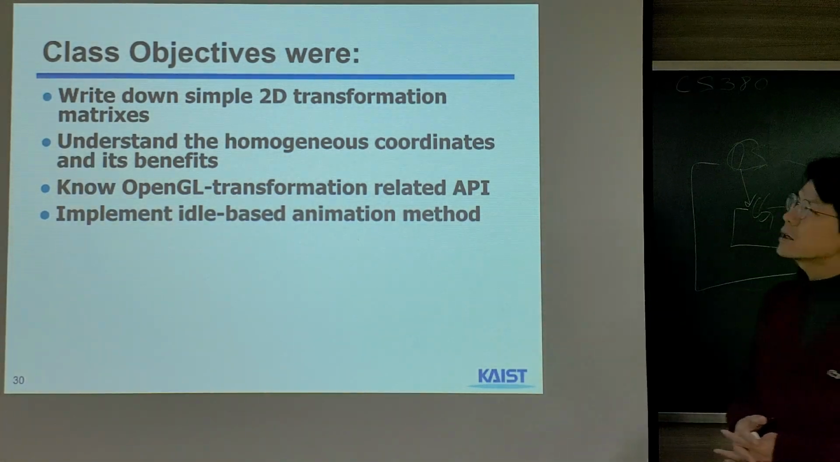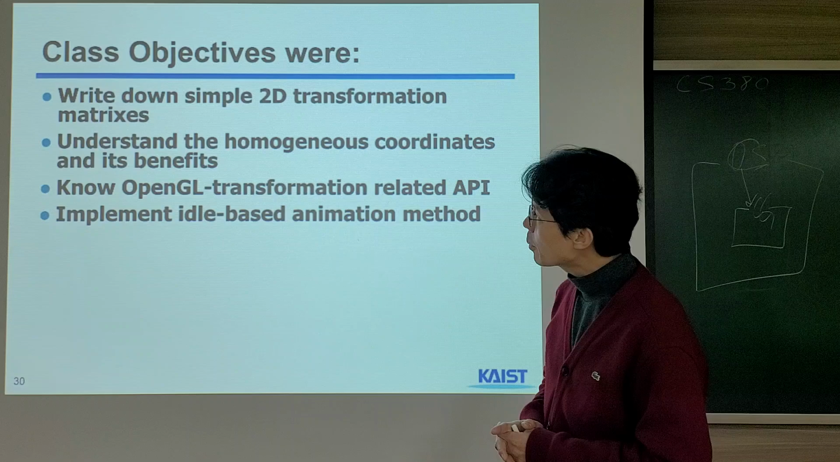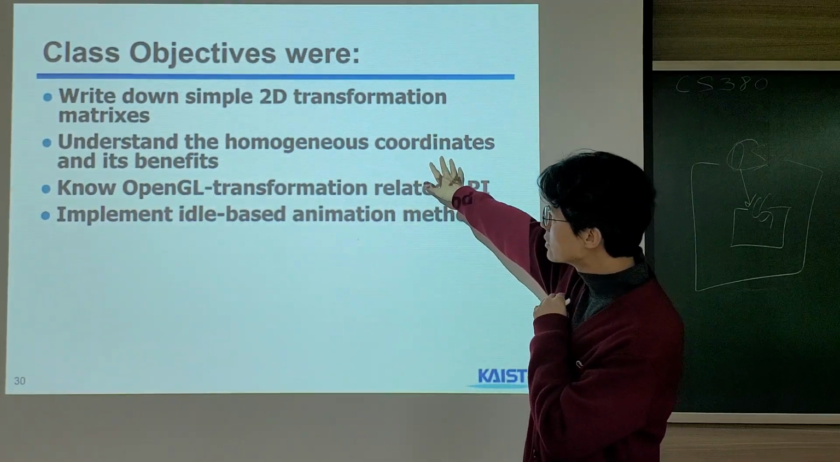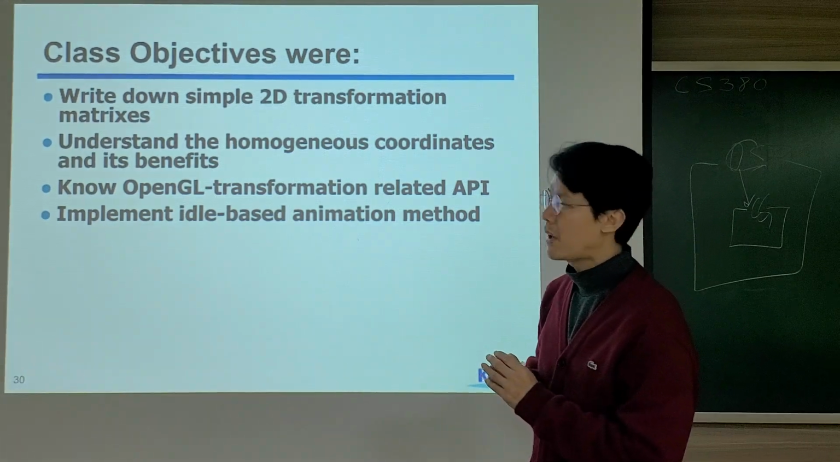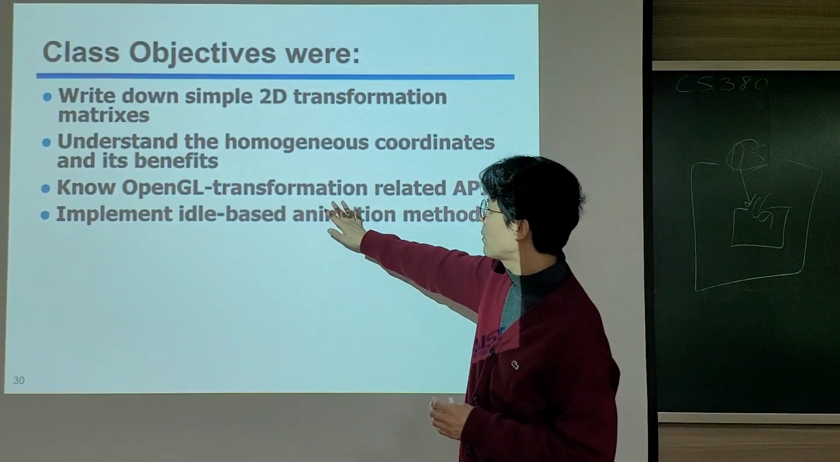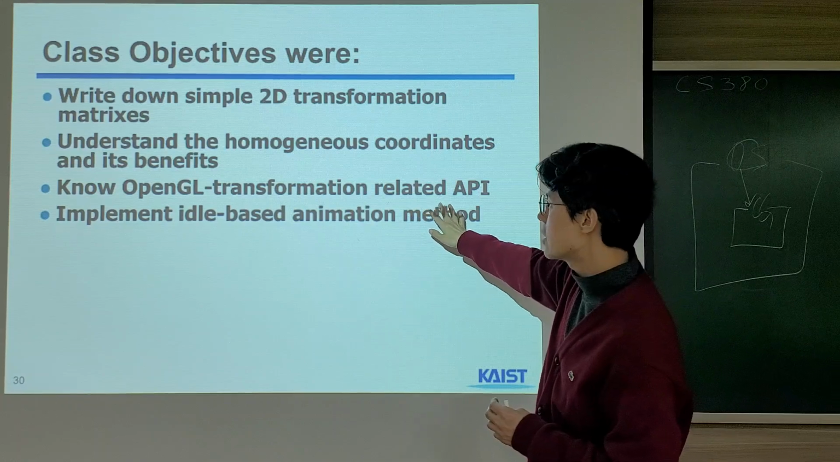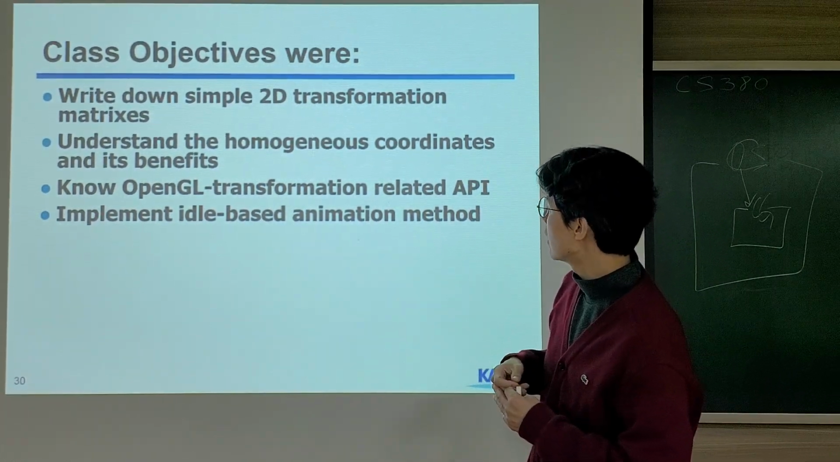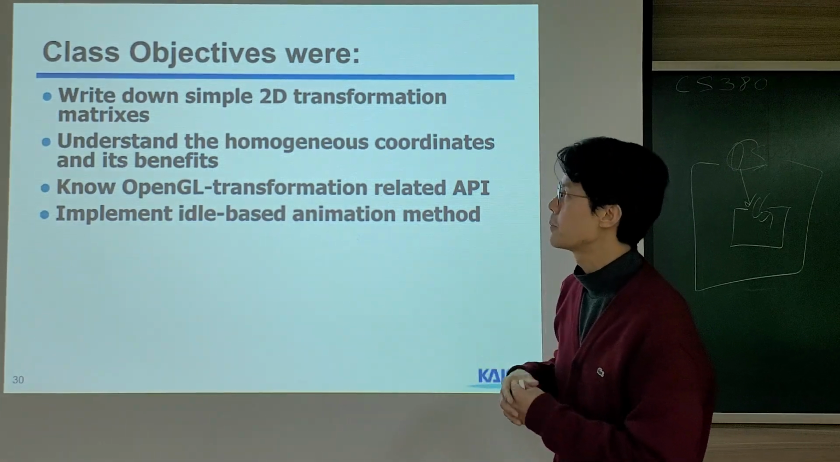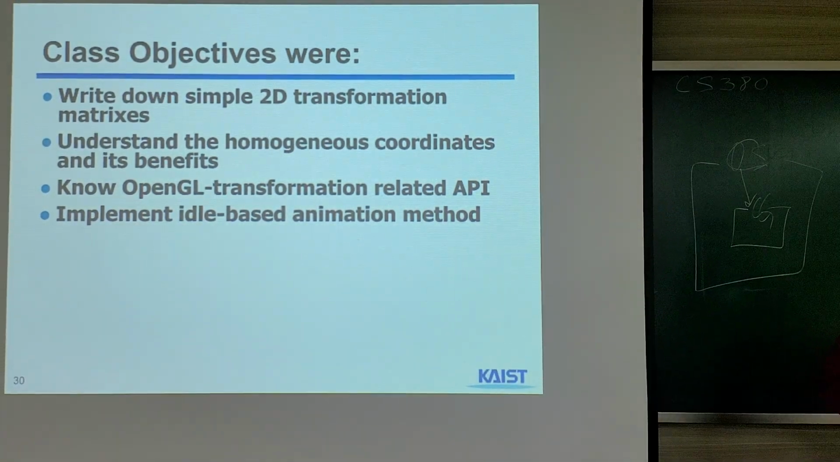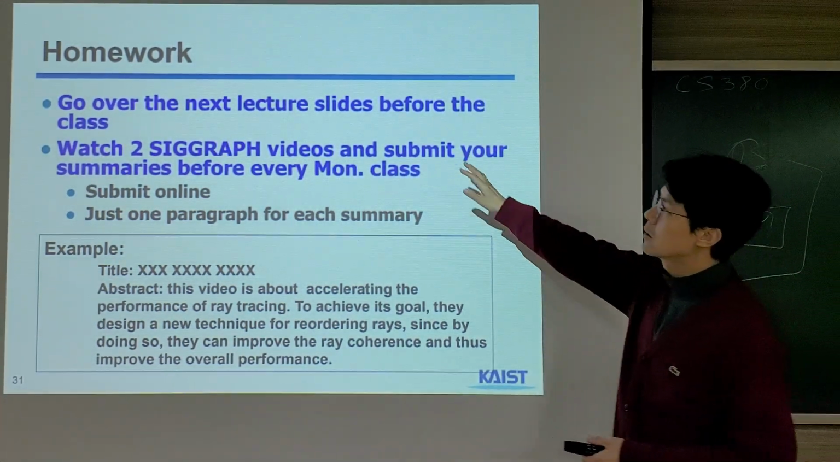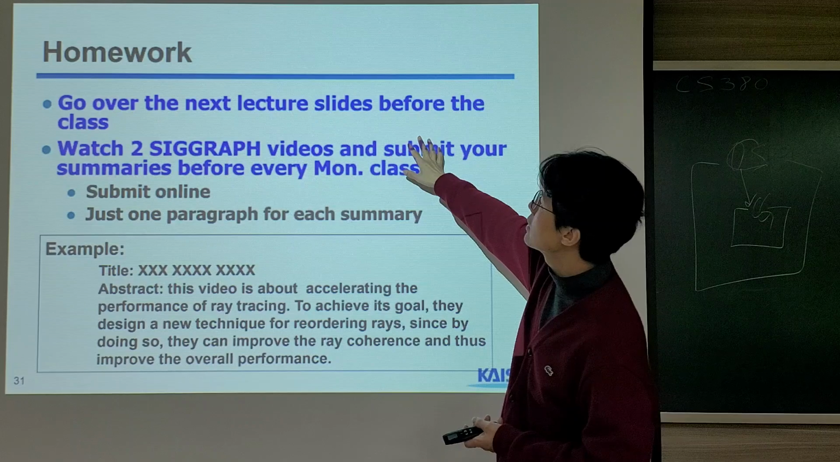Okay, so that's it. By now I hope that you can write down this simple transformation with the homogeneous coordinate, and know what the potential benefits are. I also talked about some of the OpenGL transformation APIs. I also talked about the idle-based animation method with the callback function scheme. And then these are our weekly homework for every class.